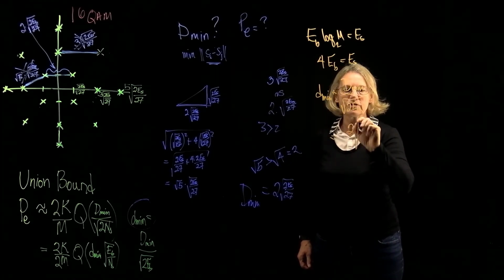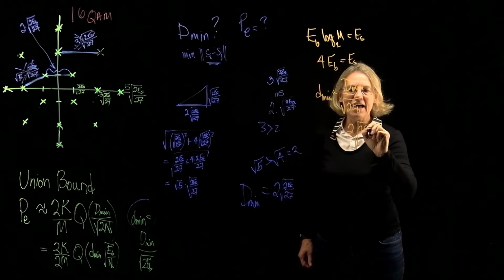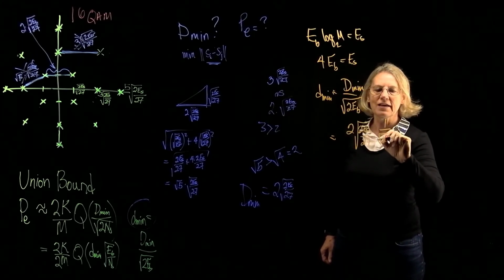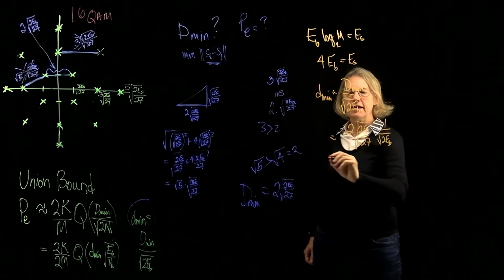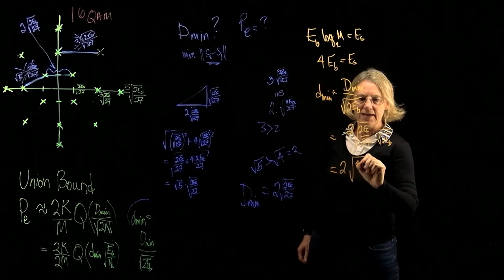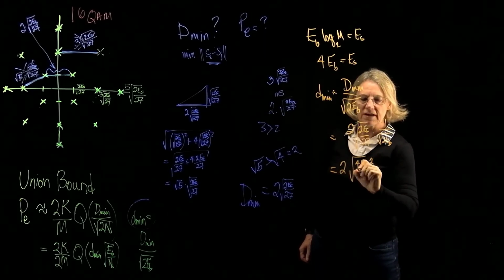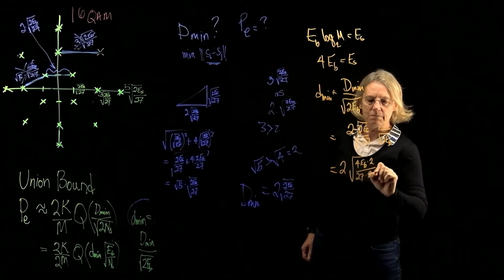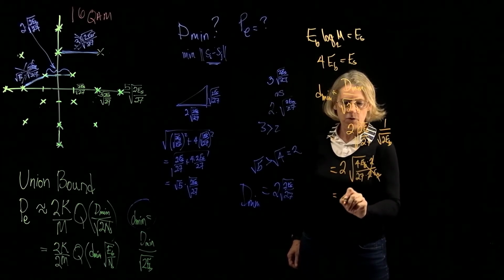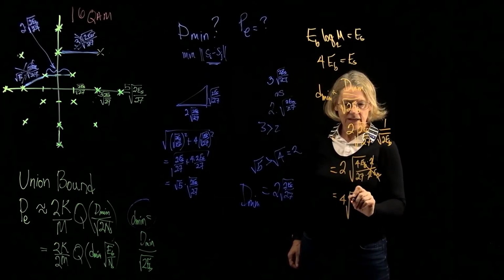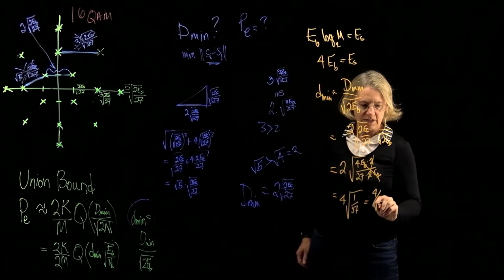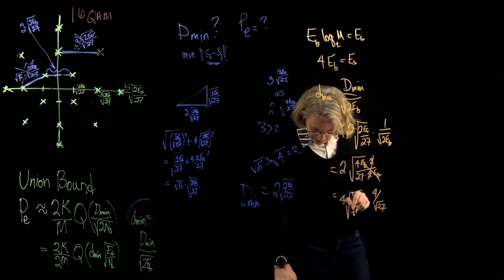2 times the square root of 2ES divided by 27, times 1 over the square root of 2EB. And of course, ES I can put in, that's 4EB times 2 divided by 27 times 2 times EB. And of course, the 2's and the EB's cancel out. The 4 I can bring out, and that becomes 4 times the square root of 1 over 27, or 4 over the square root of 27.